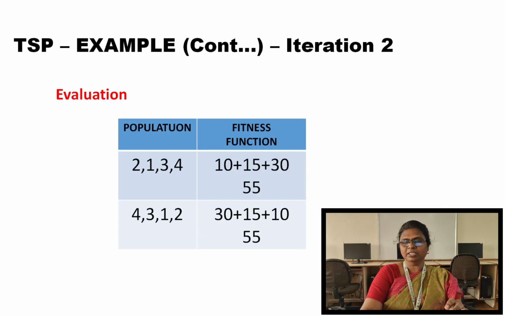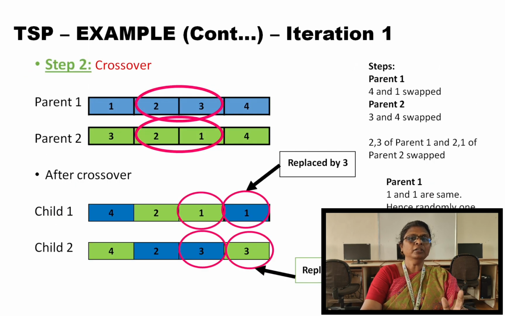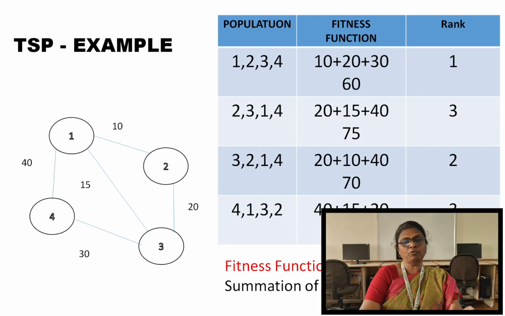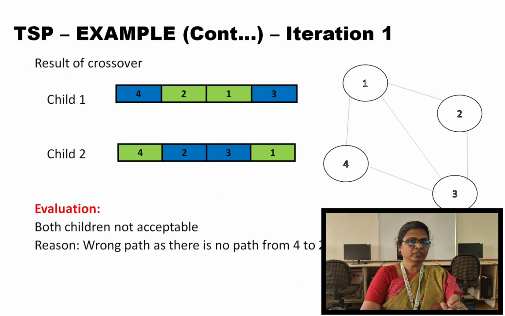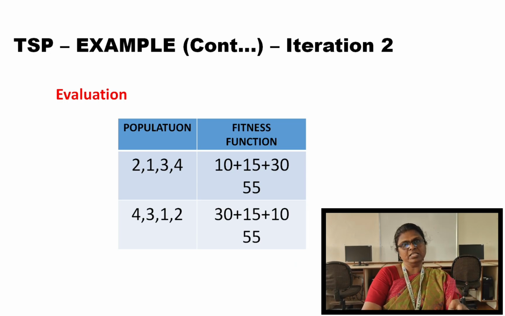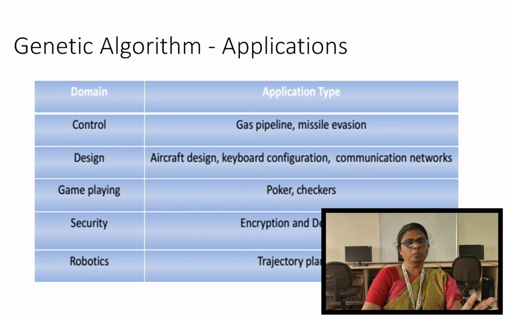So we can see that the cost is also effective. If we look at the first table which we framed with the 4 possible solutions, the fitness function values were 60, 75, 70 and 75, and the solution we have obtained after iteration 2 is 55. So the cost is also minimum. At the end of iteration 2, the process comes to an end with the least fitness function solution for the problem.